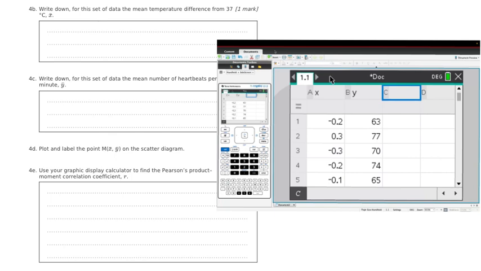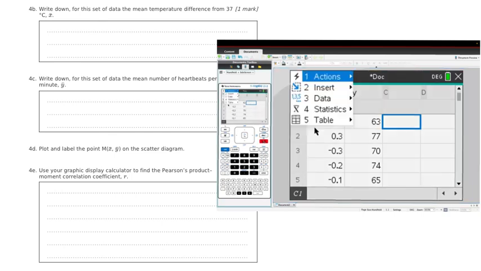So you need to open your GDC at a spreadsheet. In column A, which you've called X, we're going to put the temperature difference from 37 degrees centigrade. In column B, which we've called Y, we're going to put the heartbeat. So I've put those in. Now highlight a spare cell. I've highlighted C1.